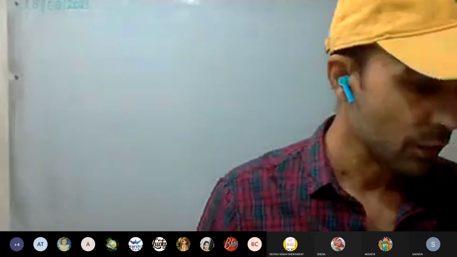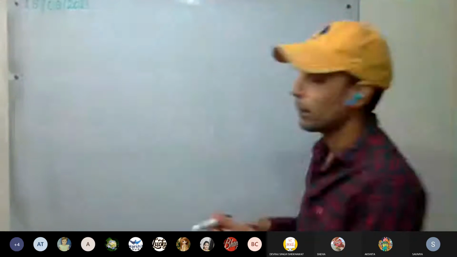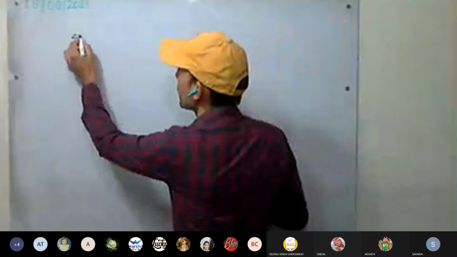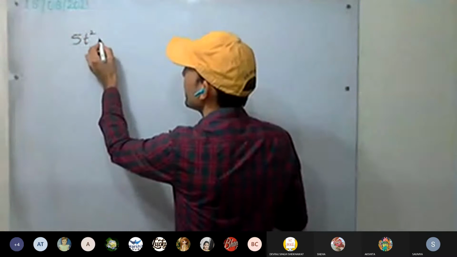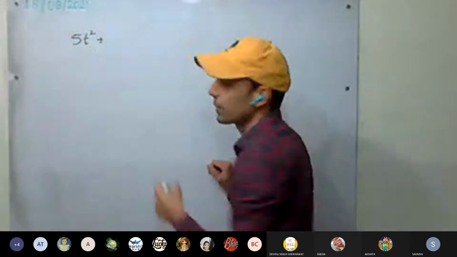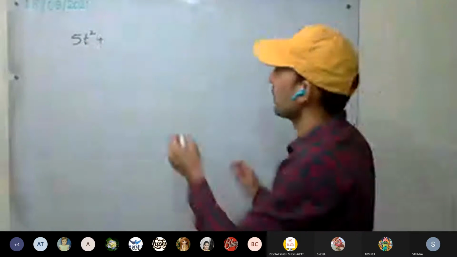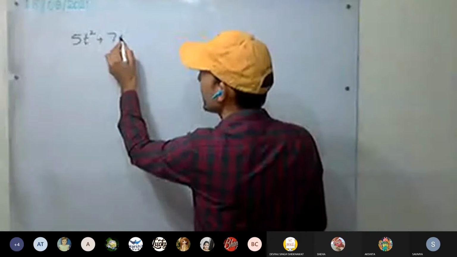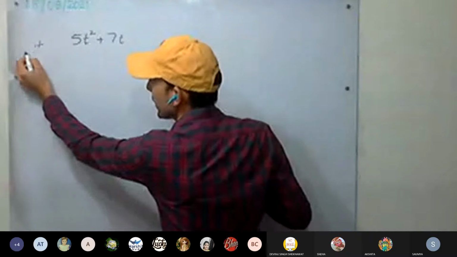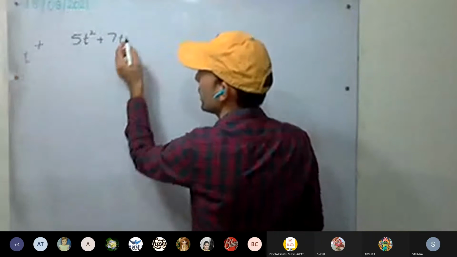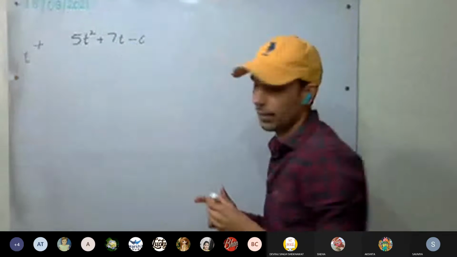Someone, second: 5t square plus 7t minus 6. 5t square plus 7t minus 6. Always make the t like this. Plus and t, they are different. T is this way. Plus 7t minus 6.